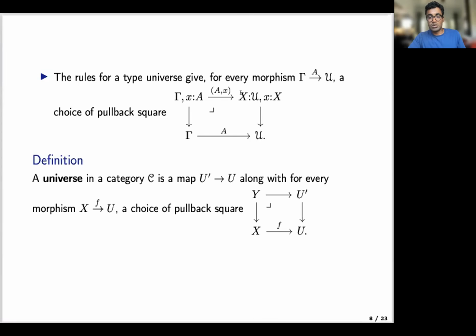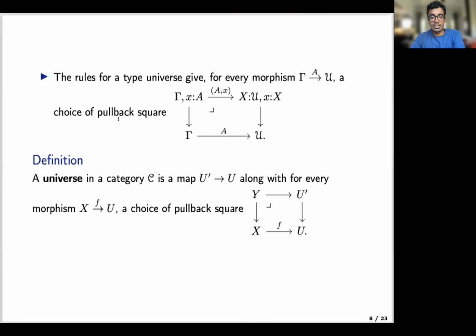So the way I've written it is X of type U, little x of type X, and the choice of pullback is some dependent projection over gamma. So that's some type that lives over gamma. And why does this suffice? Well, because if you take delta and you take a morphism into gamma, then substituting with this morphism gives you, by pulling back, the composite, a choice of pullback square for that lives over delta.